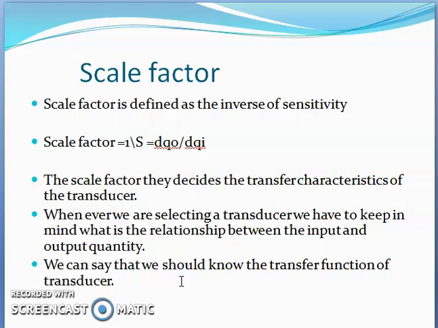When we are selecting a transducer, we have to keep in mind what is the relationship between input and output quantity, or we can say that we should know the transfer function of a transducer.